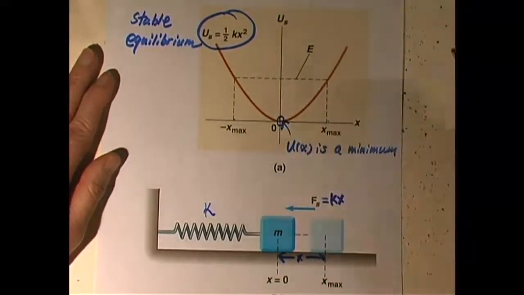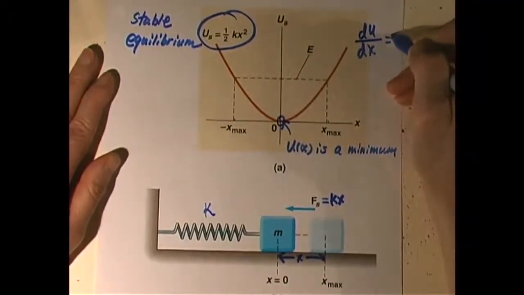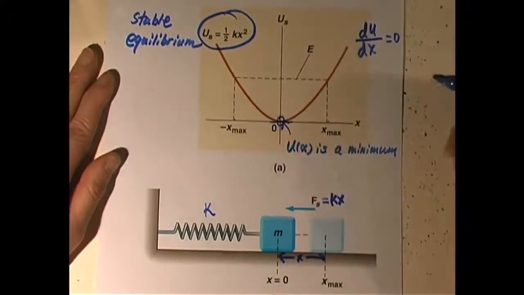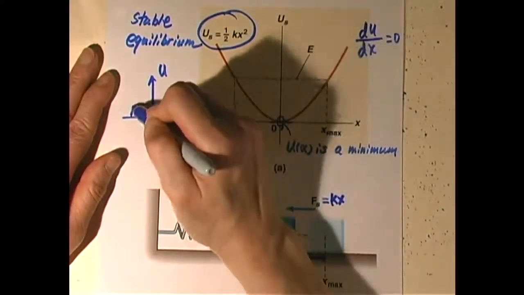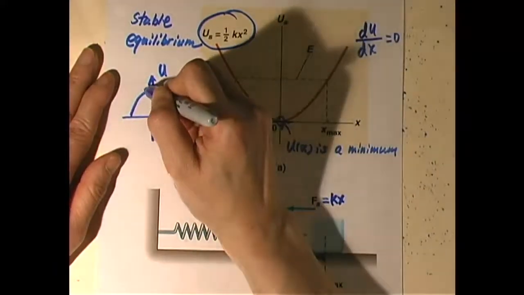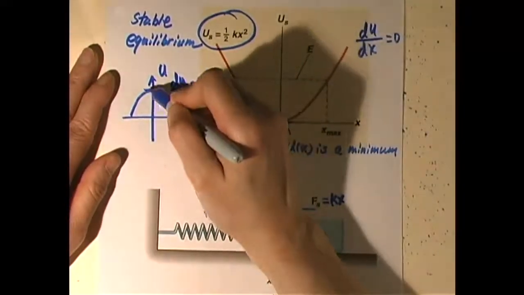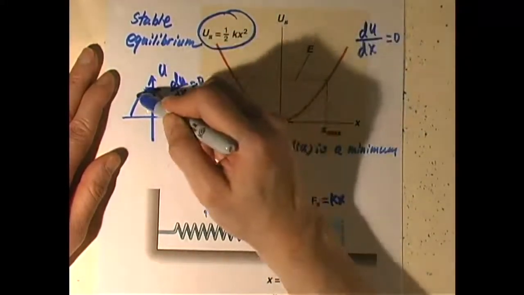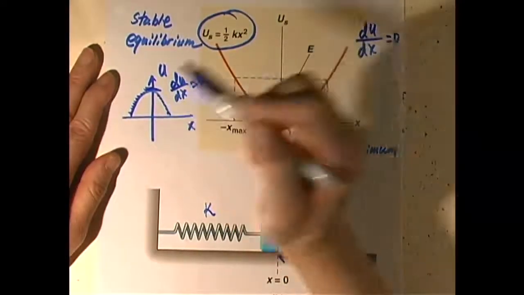This is the so-called equilibrium position, defined as dU/dx equals 0, which means that on the potential energy versus position curve, the slope is flat. It's only flat here. But what if we have a potential energy versus position curve the other way around? At this point, the slope is also 0, dU/dx is also equal to 0, but this is not a stable equilibrium, because if you push this object to the left, the potential energy is going to drop, and it's not going to come back. This is an unstable equilibrium.